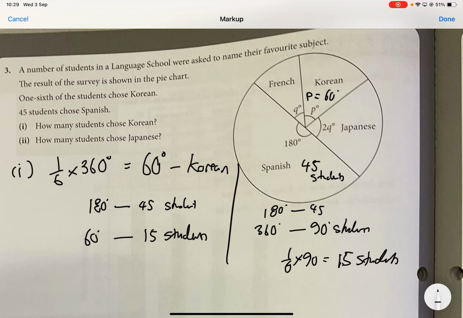360 degrees is the total students. Every degree represents a different number of students. 100% is 360 degrees. It all revolves around the idea of 100%, 360 degrees. Okay?